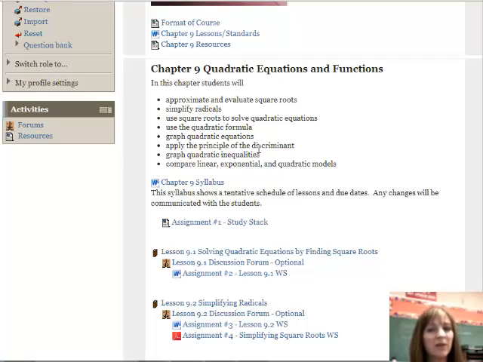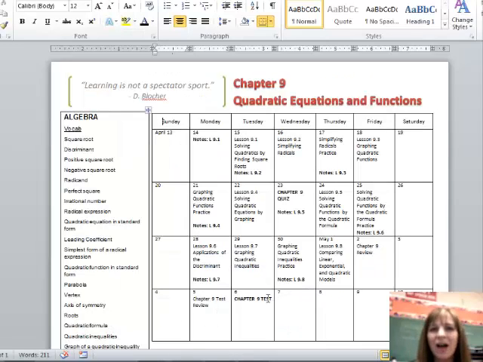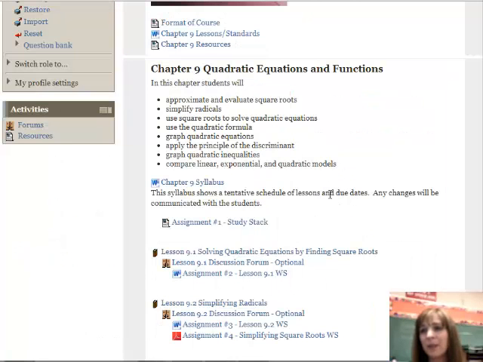Simplifying radicals, graphing quadratic equations, graphing quadratic inequalities. Students also have access on this instructional unit to a tentative syllabus for Chapter 9. This syllabus gives them an idea of what our plan is for the whole unit, so they can see when quizzes are, when tests are, and what nights they're responsible for watching notes. It is tentative, but if any changes occur, I do share those with my students.